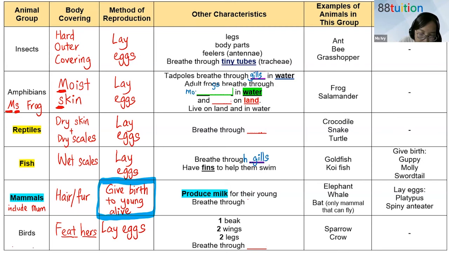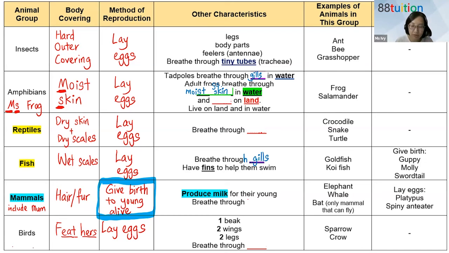All right, moist skin. So when they are young, tadpoles use the gills to breathe in water. Tadpoles have a tail. Tadpoles breathe through gills like fish. But when they grow to become adult frogs, adults will breathe through moist skin in the water. But then on land, how do the adult frogs breathe?